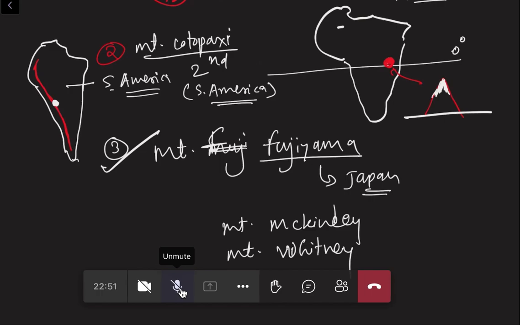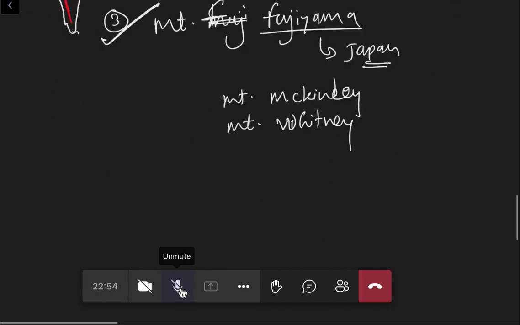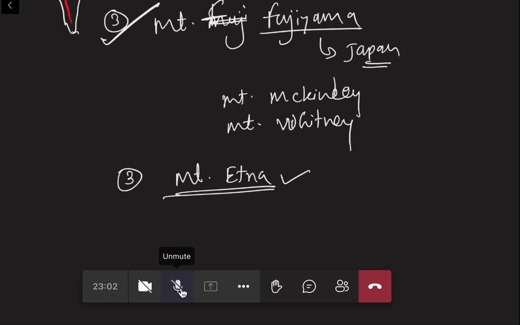Now again, more important mountains in Europe. Which is there? Mount Etna. Mount Etna. These names are important because you will get these names in newspapers also. Sometimes these volcanoes erupt and you will get the news. Mount Etna is located in Italy, on Sicily Island.